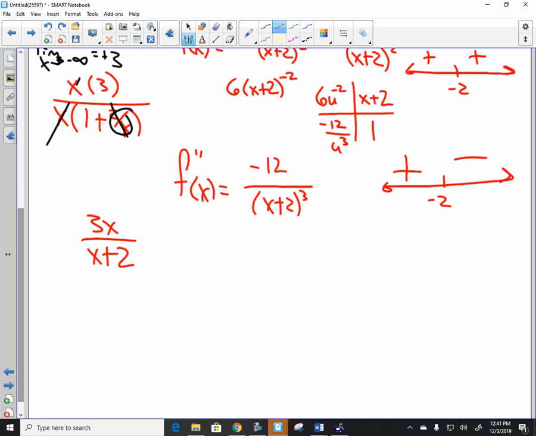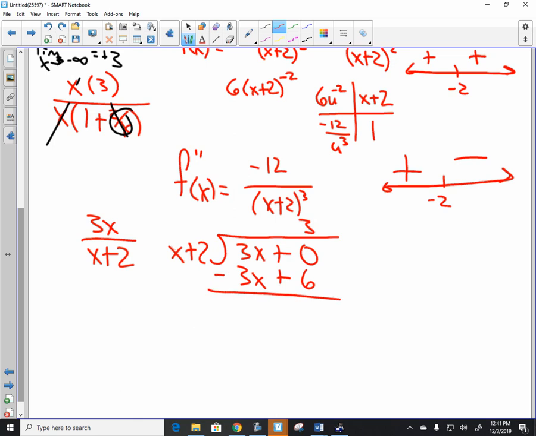Here's a connection for you, and then I'll let you work. Do you remember doing this last year? What do you multiply x by to get 3x? 3. Multiply the 3 through, you get 3x plus 6. Subtract, and we get negative 6. So it's a minus 6 over x plus 2. So this rational function was negative 6 over x plus 2, plus 3.